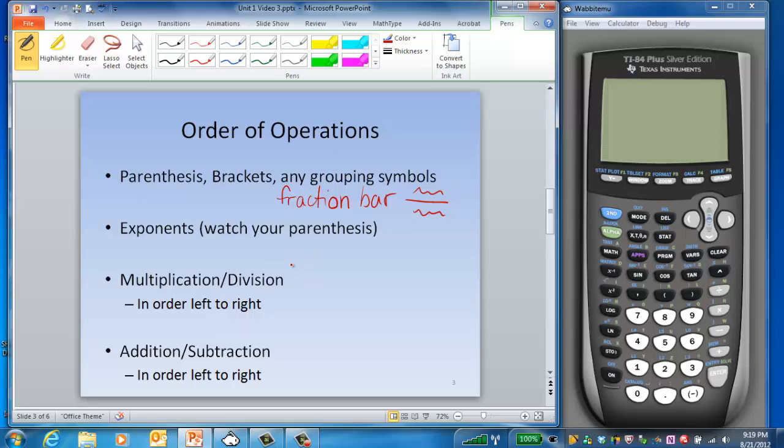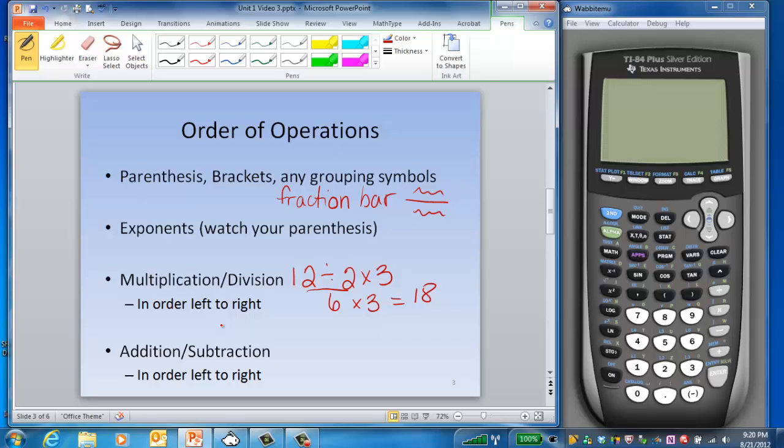Multiplication and division, you're going to do them in order from left to right. So if you have something like 12 divided by 2 times 3, the division, because it comes first, gets done first. 12 divided by 2 is 6 times 3 gives you an answer of 18.